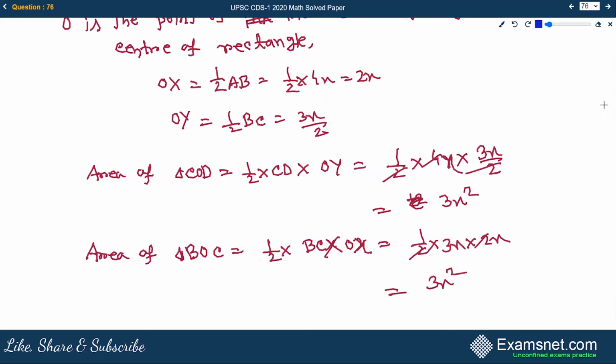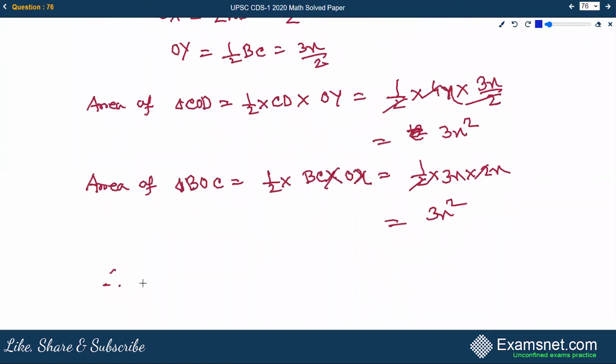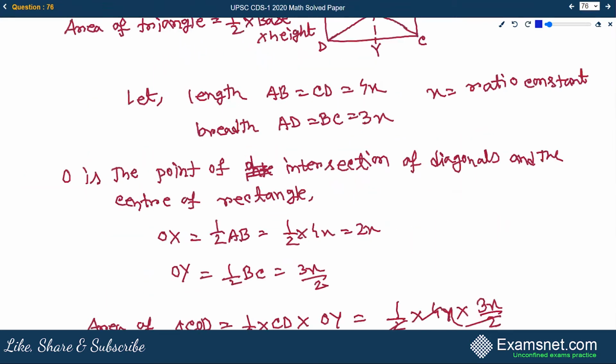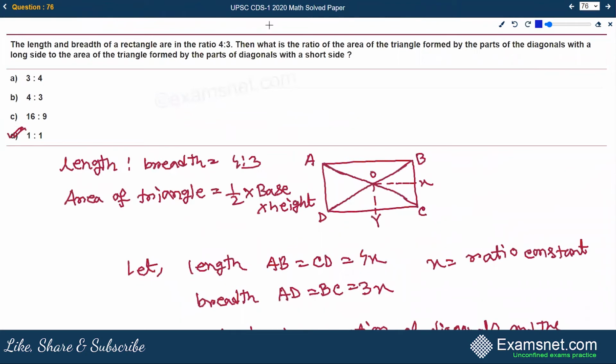We are having the area same. Therefore, the ratio of the longer side to the shorter side, both are same. So 3x square is to 3x square, we will get 1 is to 1. So here the correct option is D, 1 is to 1.